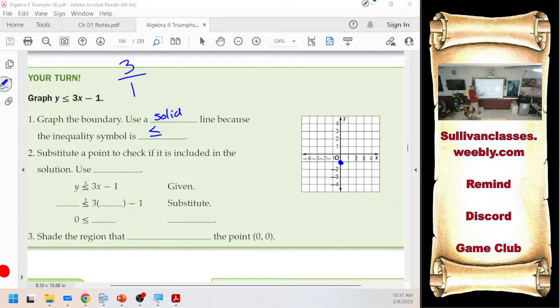Draw your little arrows, left to right like a book. This tells me go up. So from that point, I go up 3, right 1, up 3, right 1. Or you can always reverse the flow and go down 3, left 1. Down 3, left 1. And we said solid line, so make a solid line, use a straight edge.